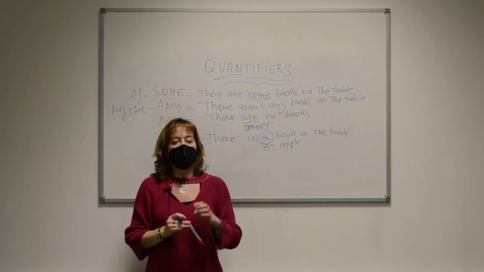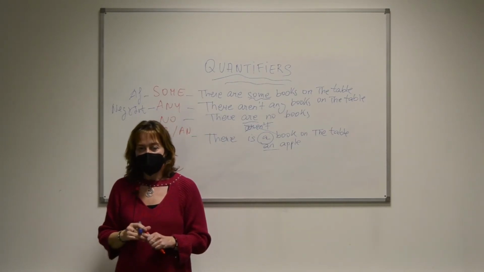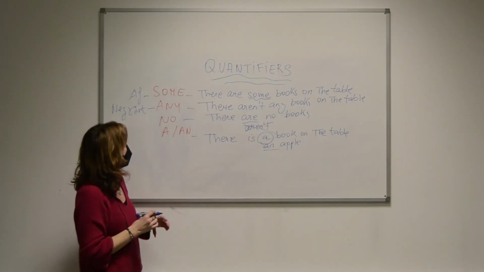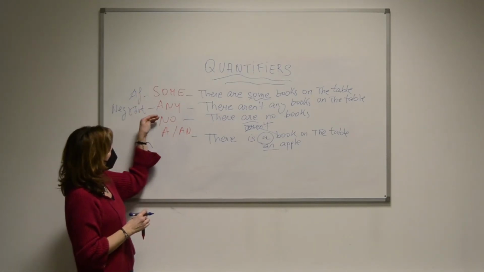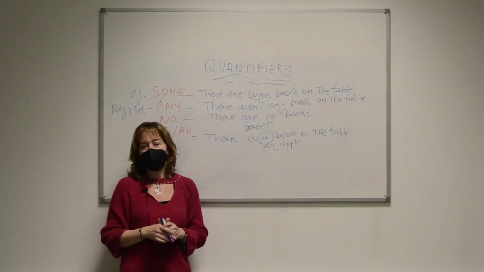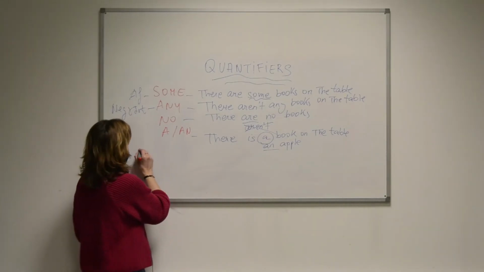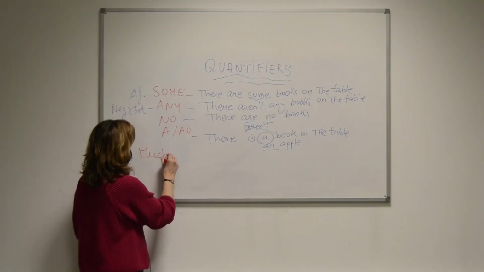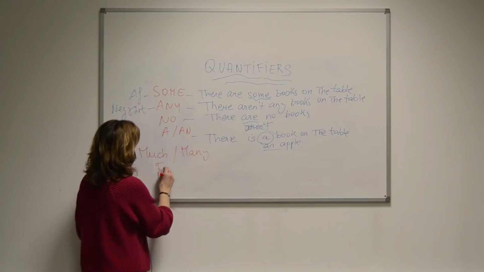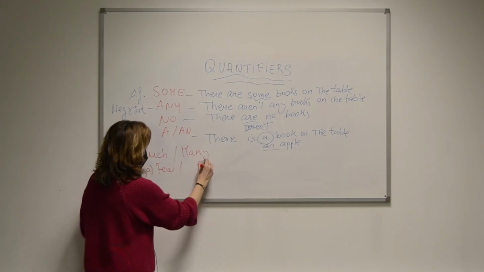Or when the word starts with H, for instance, and this H is not pronounced, okay? Therefore, here we have some, any, no, a, and an. But we have many other words that can indicate quantity. For example, much and many, few and a few, and little.